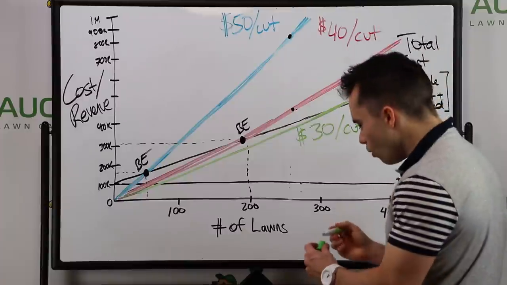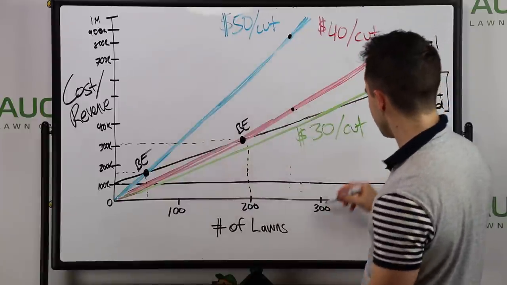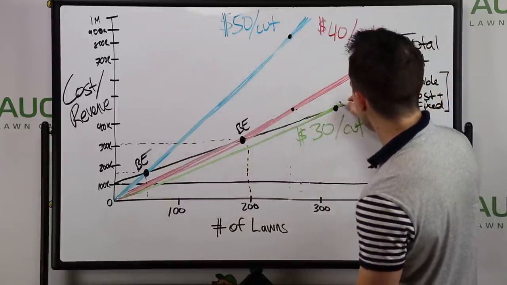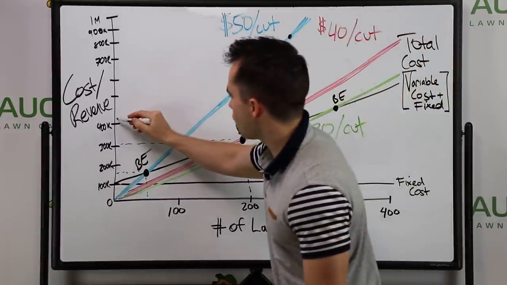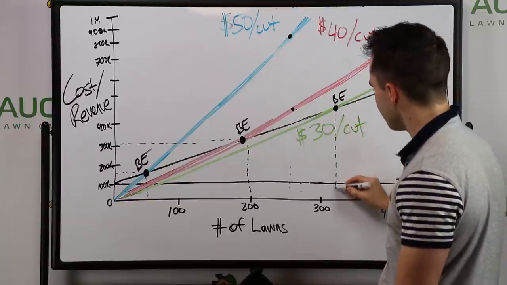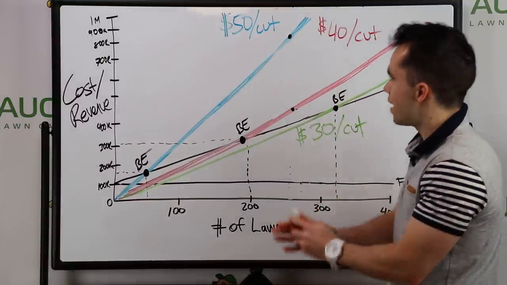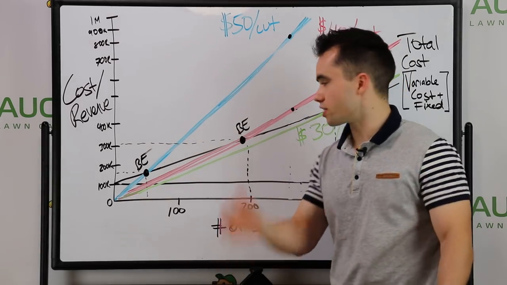$30 per cut. Now what we've done, because we've lowered our price, it's literally going to take us all the way to, let's just say, 320 lawns and $450,000 in revenue before we ever break even. Okay, so what I'm showing right now is the importance of having a higher, premium price, which is going to allow you to do several things.